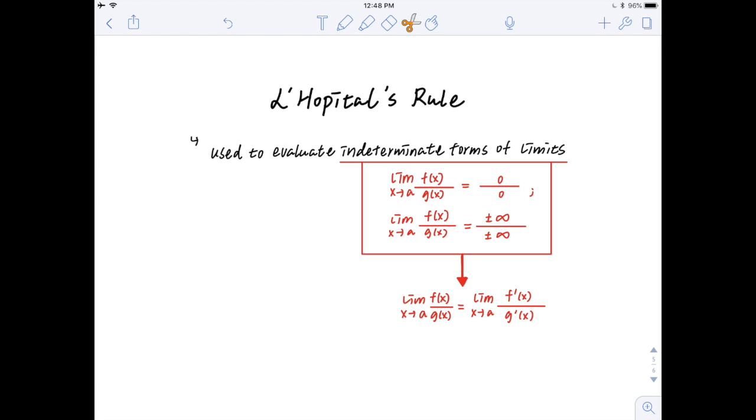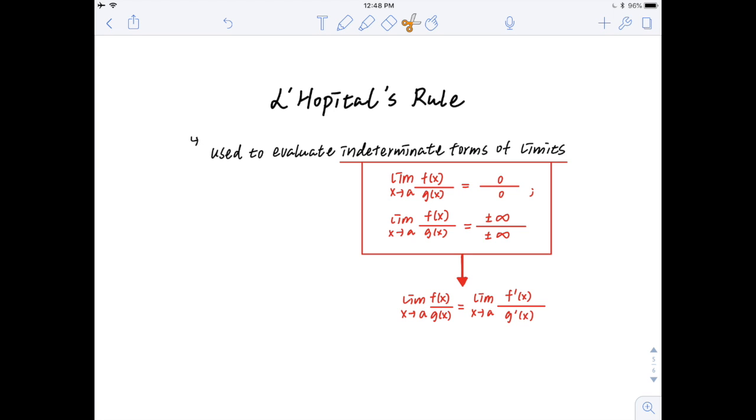L'Hopital's rule. When we're finding the limit of a function f of x as x approaches a, we're simply plugging a into the function f of x in order to get the answer. But when we plug a into the function and get the answer of 0 over 0 or infinity over infinity, then we should use L'Hopital's rule to solve for the limits for these two specific conditions, which are the indeterminate forms of limits.